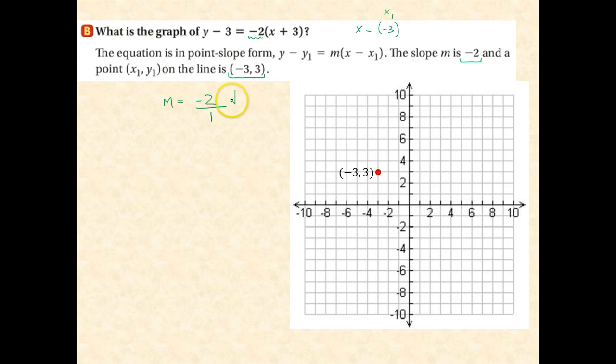So that means I'm going to go down 2 when I go to the right 1. So down 2, to the right 1. There's my point. That point is -2, 1. And I draw a line through there. Boom. Pretty nice. You didn't know I could draw straight lines like that, did you?